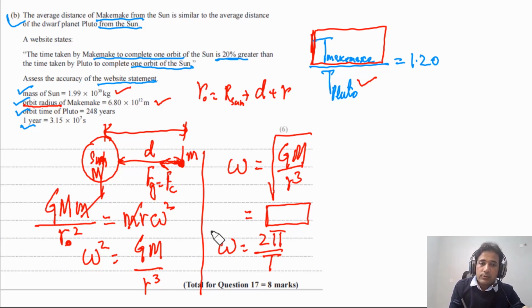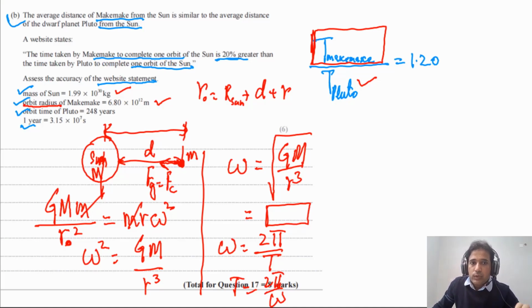Then you can find out T, and when you have the value of omega, T will be equal to 2 pi divided by omega, then you can plug in here and you can find it. If the answer is 1.20, it means it's correct. If greater than, it means the statement is not valid. If smaller, also the statement is not valid. So this is how you need to approach.